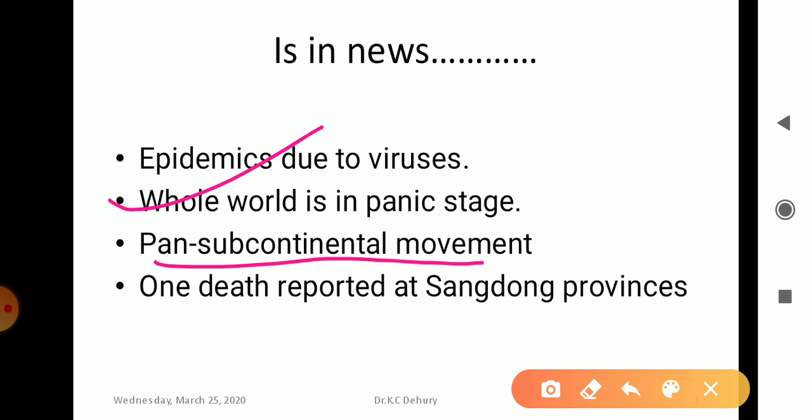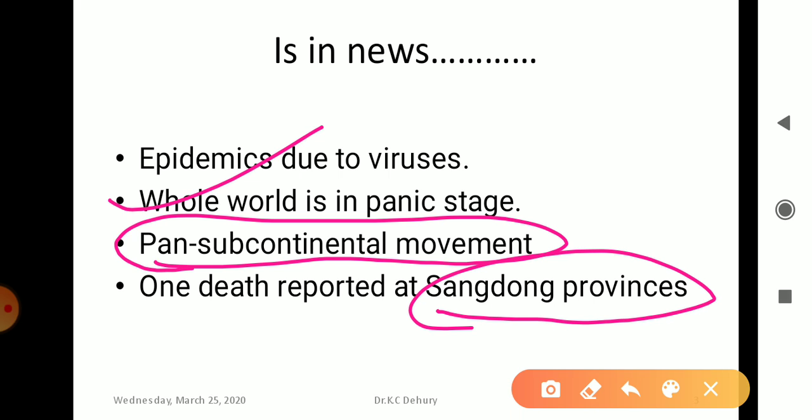The COVID-2019 virus does not obey pan-subcontinental movement, because in a very short time it moves from one country to another and from one subcontinent to another, right? And one death has been confirmed in the Shandong province by the Chinese medical authorities.